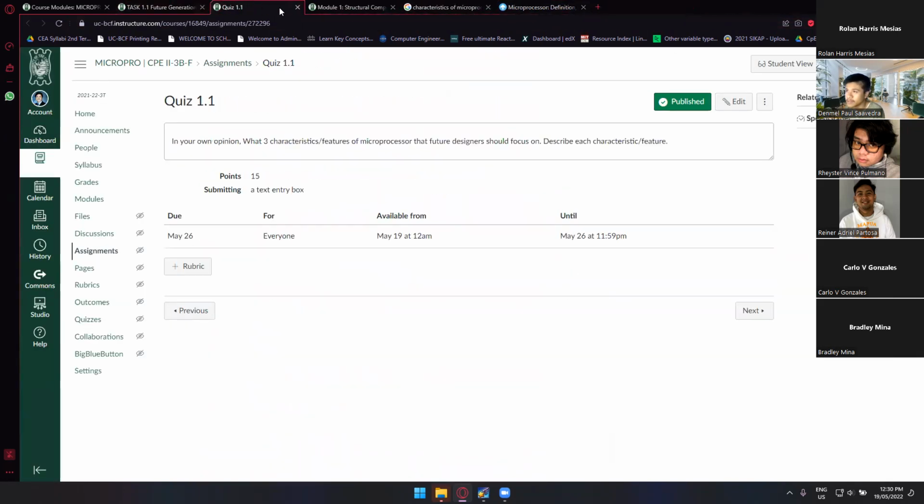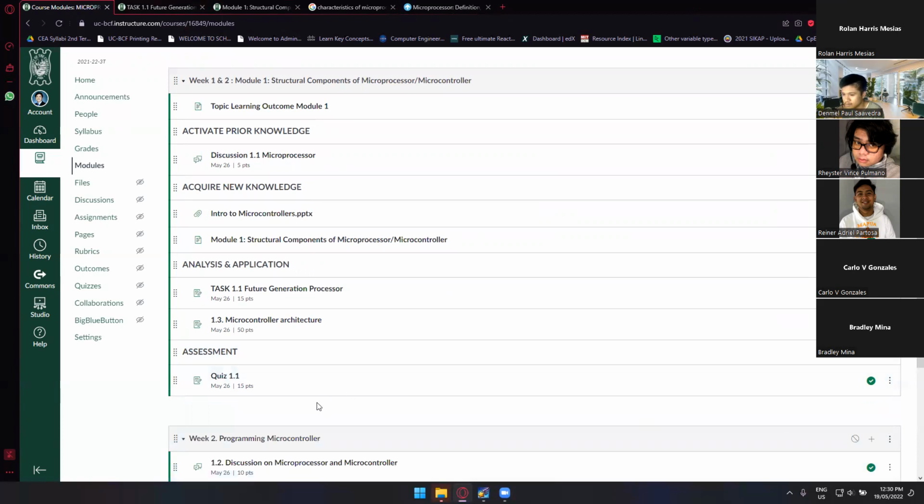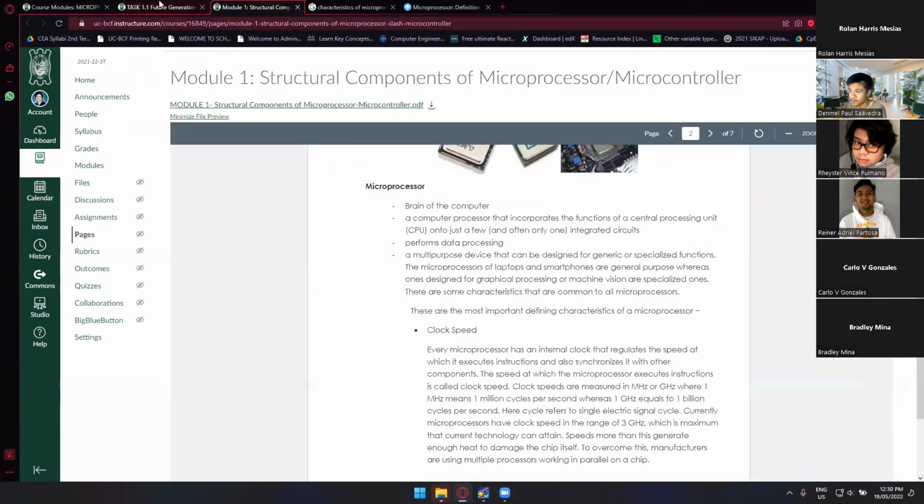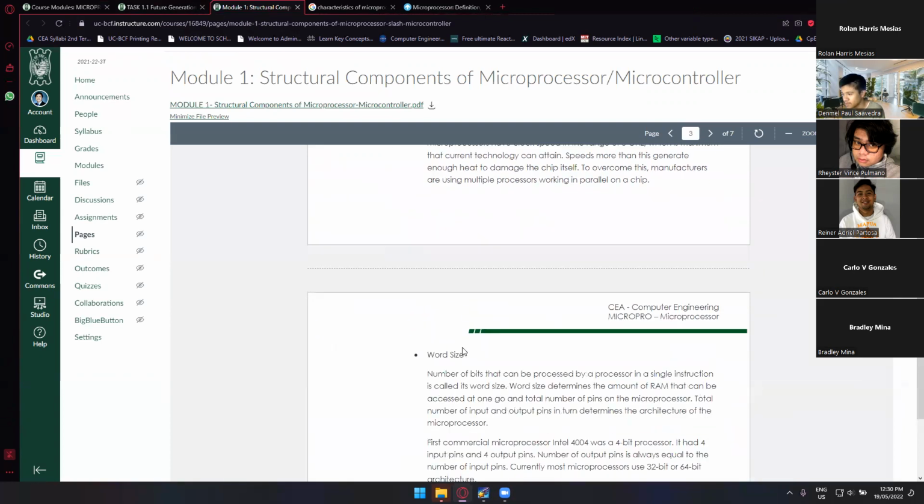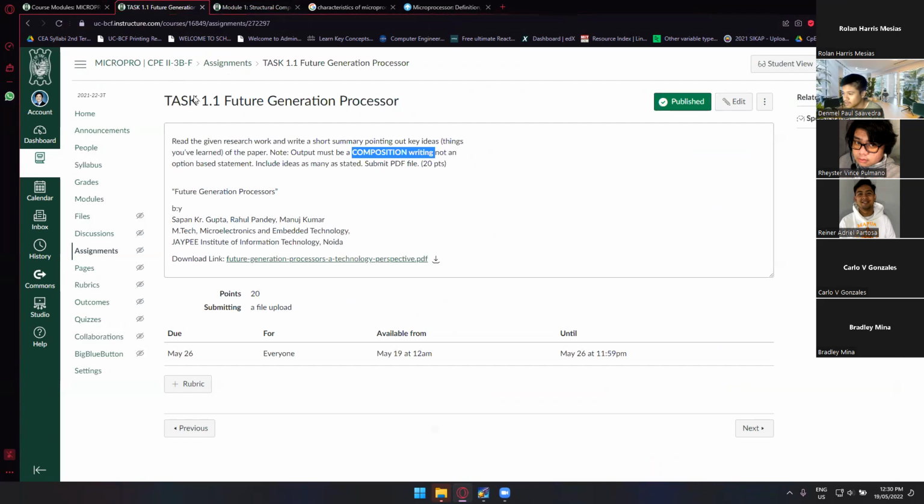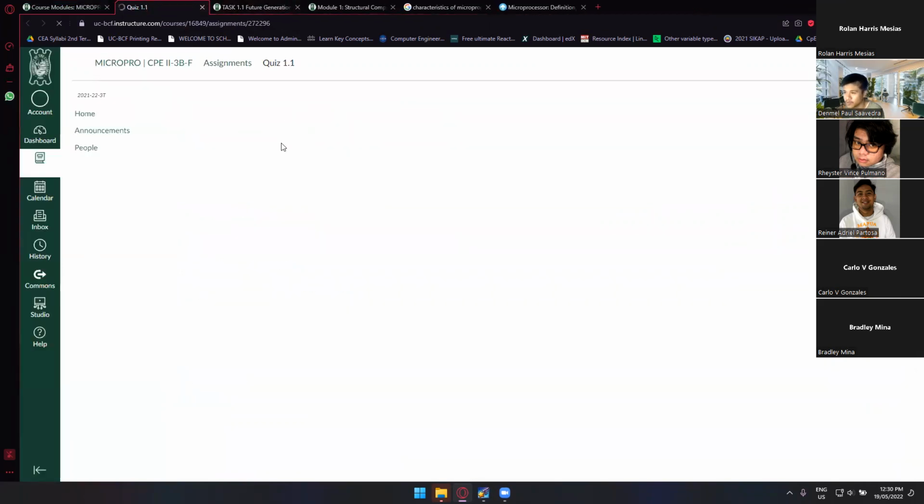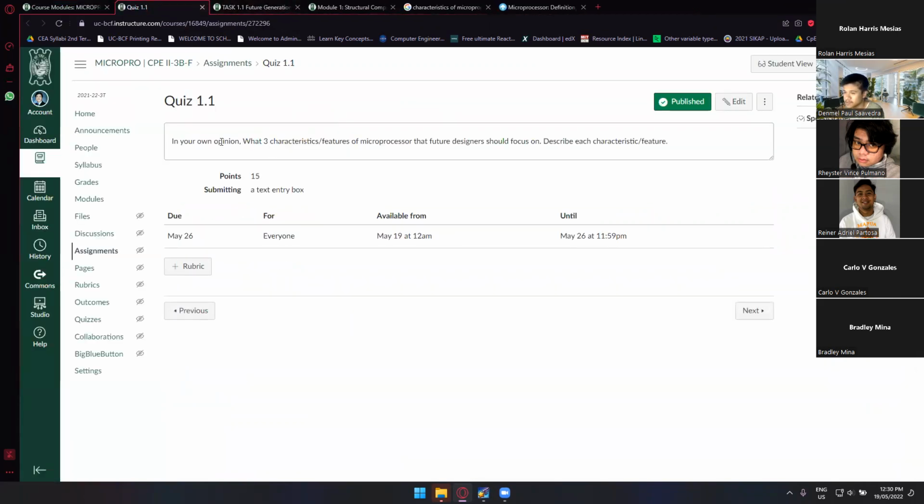Anyway, I think I will just delete the quiz 1.1. Or do you guys want to answer this one? However, of course, do not answer clock speed, word size, and instruction set anymore since it's already given. So it should be something new. What are your inputs regarding this one, guys? The quiz 1.1. Perhaps I misunderstood this one. Your own opinion. What the characteristics of features of microprocessors that future designers should focus on?